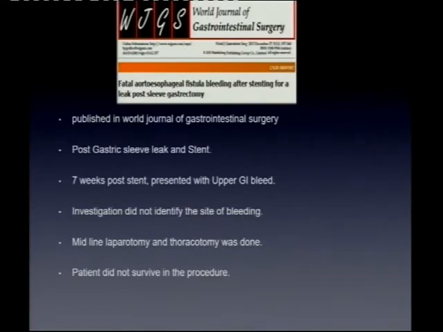Investigation was done for him and showed no site of bleeding, including CT angio and upper GI scope. The patient was in shock at presentation, so they decided to take him for laparotomy. During the laparotomy, they opened the stomach. They found a pinpoint area of bleeding at the GE junction, and they discovered the aorto-esophageal fistula, so they decided to take him for a thoracotomy. Thoracotomy was done, but unfortunately, the patient did not survive the procedure.